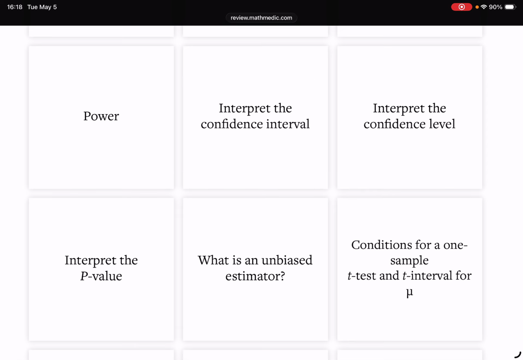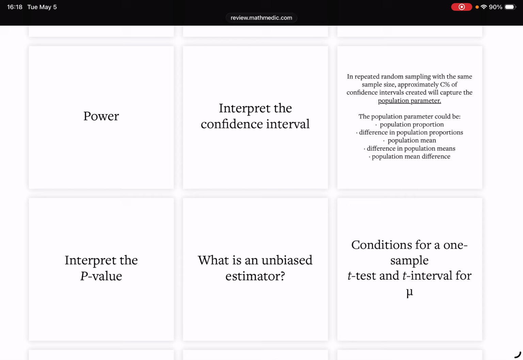Interpret the confidence level. Confidence level and confidence interval, notice there's a difference. So confidence level says if I repeat this multiple times with the same sample size, approximately C% of the confidence intervals created will capture the population parameter.